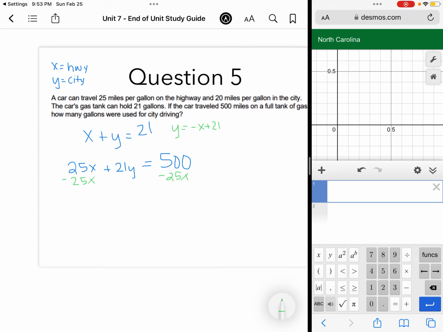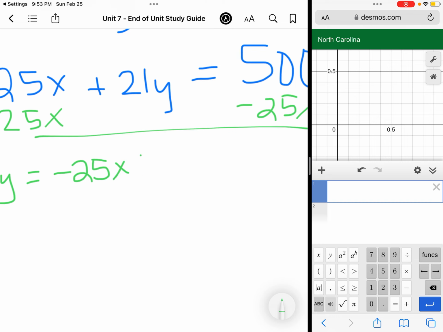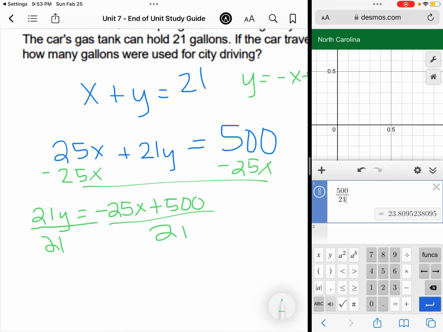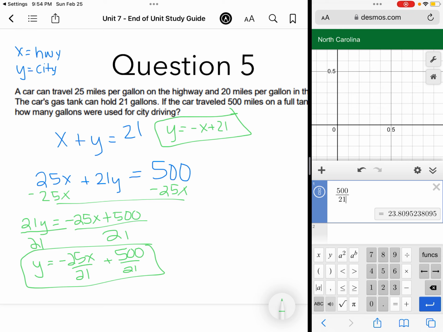So 21y equals negative 25x plus 500, divided by 21. I don't think 500 is divisible by 21. Nope, so we're just going to plug it in like we see it. y equals negative 25x divided by 21 plus 500 divided by 21. There we go. So we kind of have an easy equation and a harder equation. So let's plug these in.